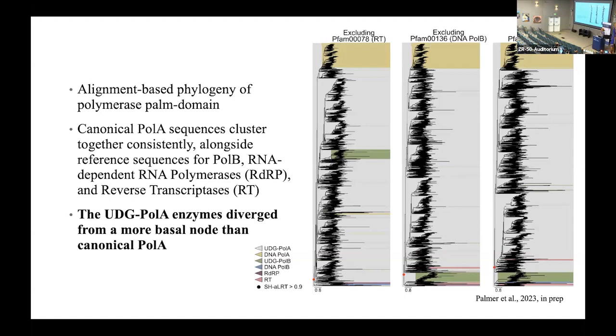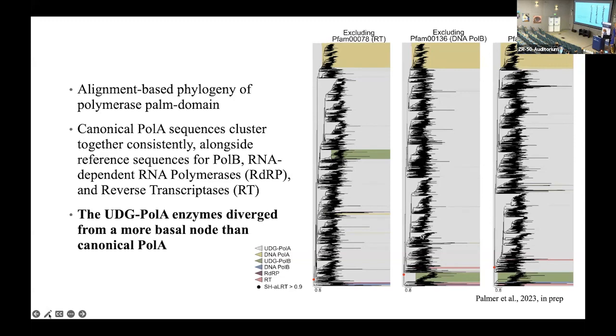Worried about long branch attraction and other tree reconstruction artifacts, we removed certain groups, certain outgroups, from the tree just to make sure the patterns remain consistent. And for the most part, they seem to remain consistent. We see that the pol A's still cluster at a much shallower node than the UDG pols, and the root still tends to group together. There are some problems with reverse transcriptase in general, but we've had that problem consistently where it shows up a bit further down in the tree.